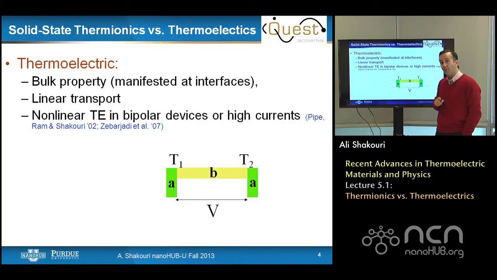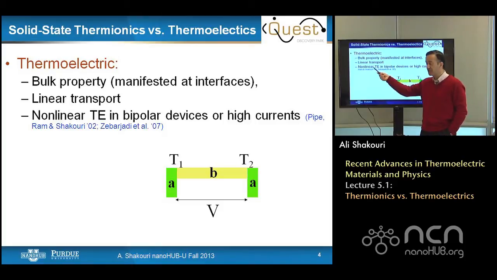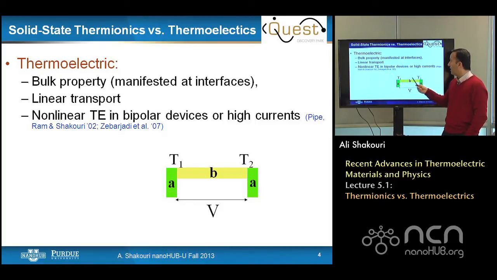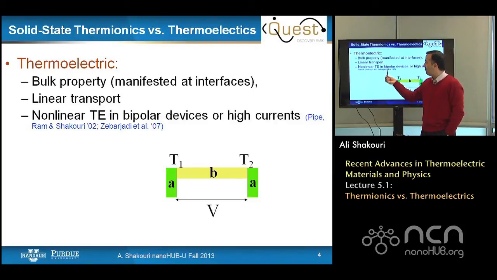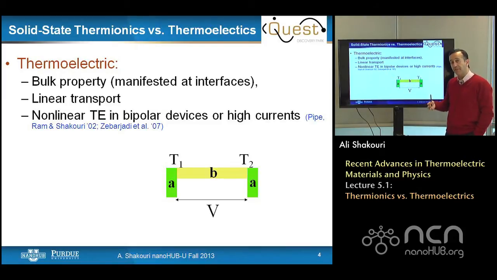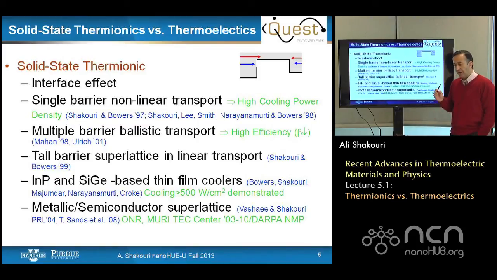In week 4, we described some of the cases where, if you apply large enough voltages or large enough currents, you could be in a nonlinear regime. This is at high current. This is the work by Mona Zebarjadi and colleagues. Also inside a bipolar device, you can have a nonlinear thermoelectric effect because there the quasi-Fermi levels change with bias. But all of these can be treated differently than how you would treat a solid-state thermionic device.